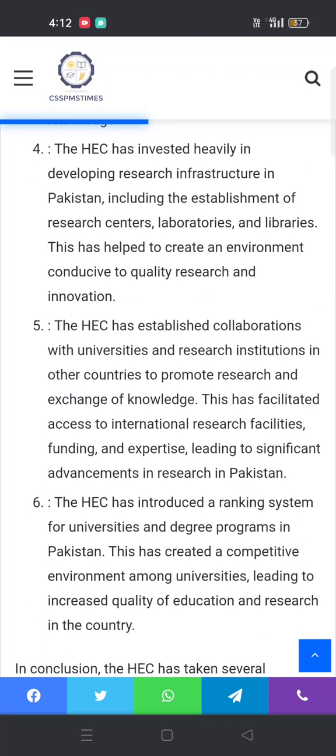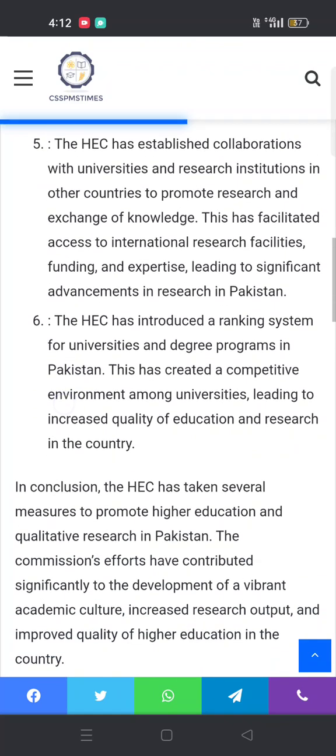The fourth one is that the HEC has invested heavily in developing research infrastructure in Pakistan, including the establishment of research centers, laboratories, and libraries. This has helped to create an environment conducive to quality research and innovation.